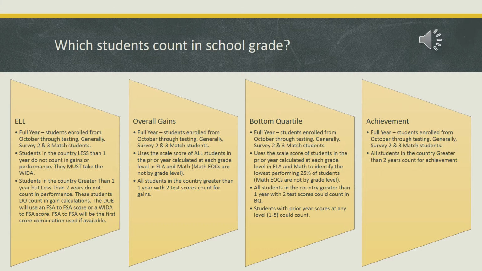Generally, gains are calculated for full year students with prior and current year scores. For bottom quartile gains, similar to overall gains, students need prior and current year scores, but to be included in the bottom quartile calculations, the prior year scale scores are ranked, and the bottom 25% of students' scores by grade by subject for ELA and mathematics are included as students in that subgroup of the data set. Students can be at any level and be included in a bottom quartile. To be counted in achievement components, students have to be full year and in the country greater than 2 years.